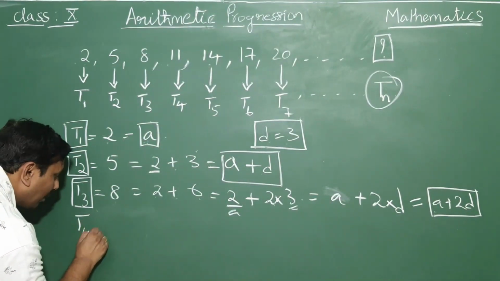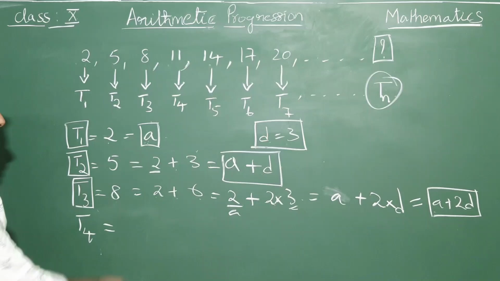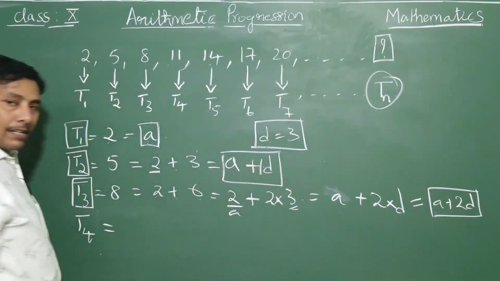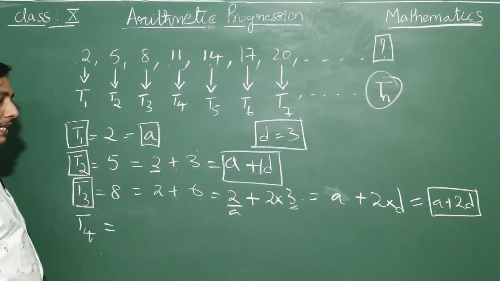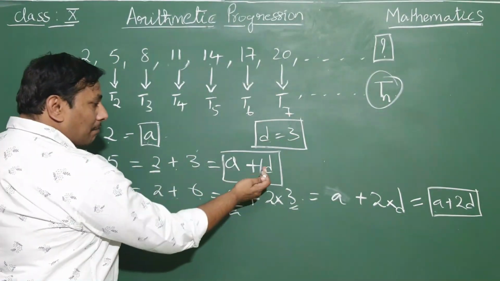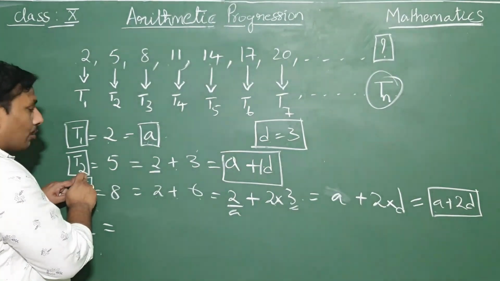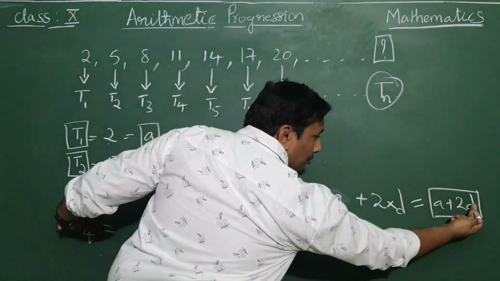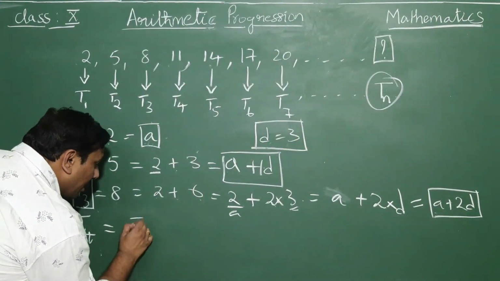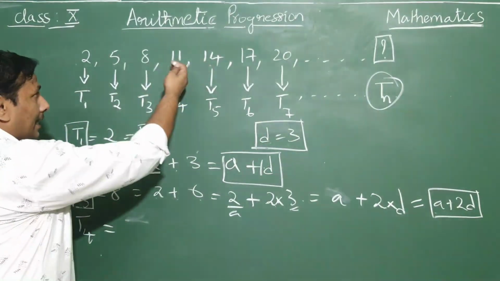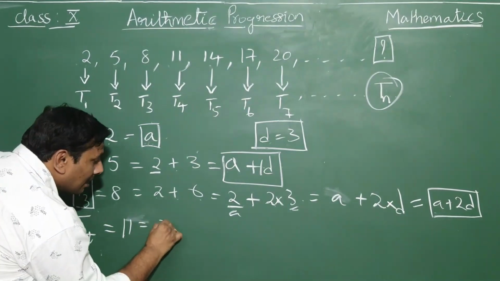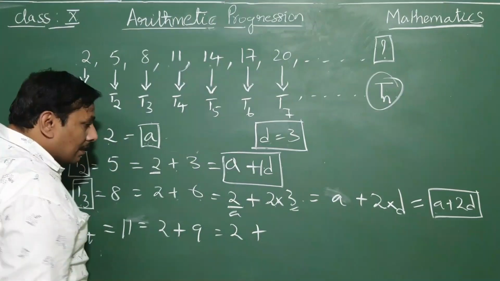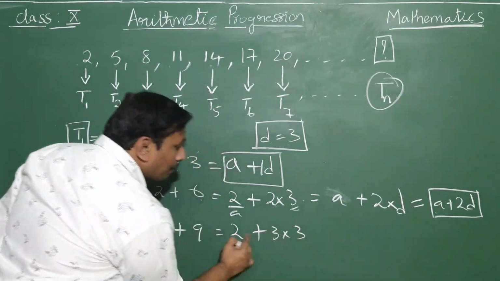Similarly, if I take the fourth term, what will I get? The first term is A, and the second term is A plus 1D, since D can be written as 1D. So for the second term, from 2 you subtract 1 to get 1D. For the third term, from 3 you subtract 1 to get A plus 2D. Similarly, 11 can be written as 2 plus 9, and 2 plus 9 can be written as 2 plus 3 into 3.